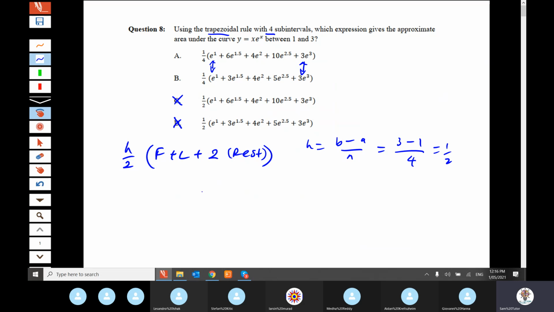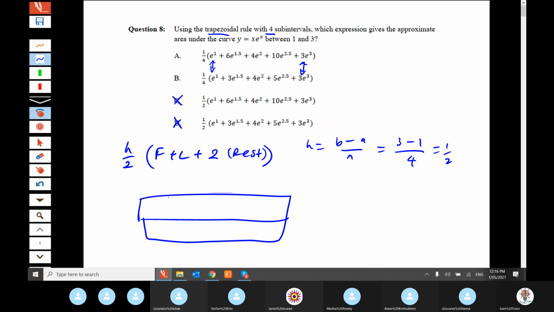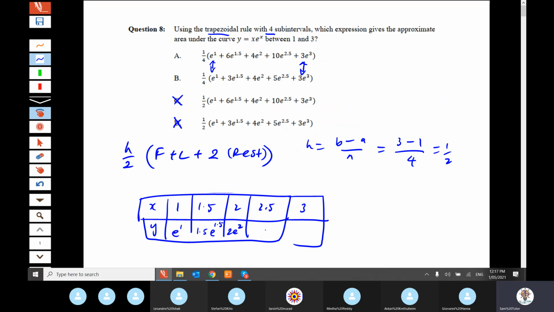We do the table. There's x, there's y. You start off at 1, 1.5, 2, 2.5, 3. At 1, it should be e to the power of 1. At 1.5, it should be 1.5e to the power of 1.5. 2e^2, 2.5e^2.5, 3e^3.